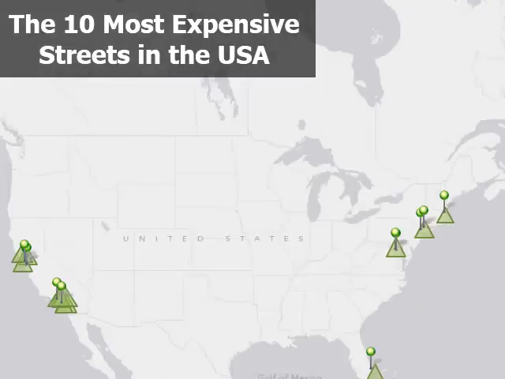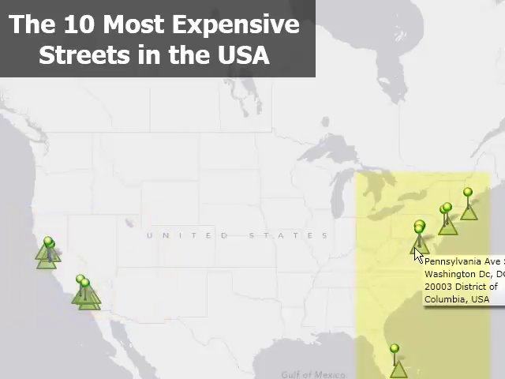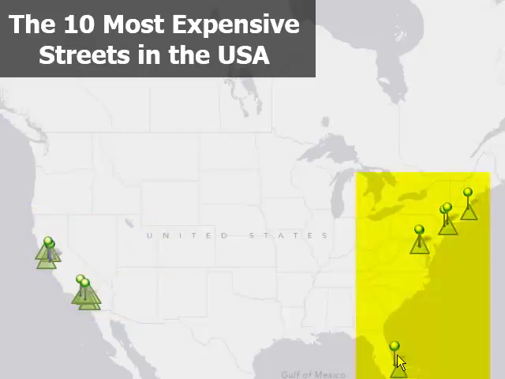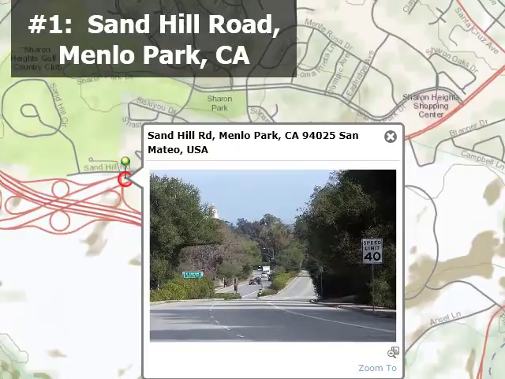Why do you think the 10 streets are distributed across the country as they are? It looks like they're coastal, doesn't it? There's a bunch of them out here in California, there's some in New England in the mid-Atlantic states, and there's one down here in Florida. Interesting. Here's the first street, which is available on the next slide. Sand Hill Road in Menlo Park, California.